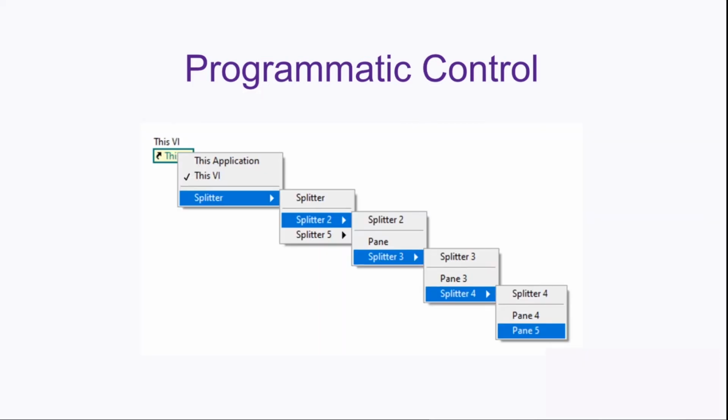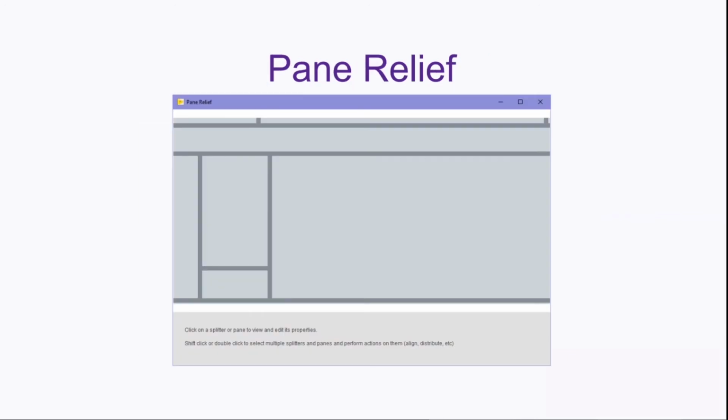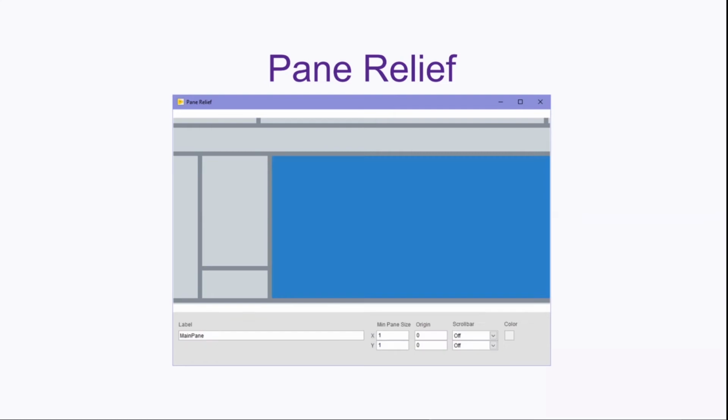Now, this is what I was talking about. If you don't name your splitters and you don't name your panes, I have no idea what pane number 5 is. But that's where Control Space Control Shift A comes into play with Pane Relief. So here I have another user interface where you can see all of these splitters. If I select a pane, let's say that one, at the bottom it allows me to change the label. I can give it a minimum pane size.